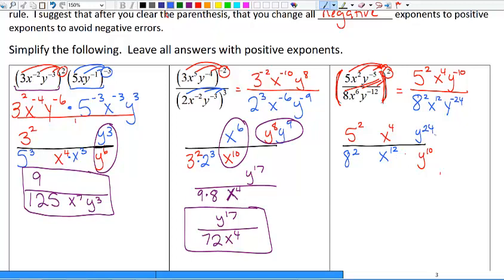Once I have all of my negative exponents become positive, or happy, then I have to work with the numbers, the x's and the y's. So for the numbers, 5 squared is 25, 8 squared is 64. For the x's, I have 4 x's on top, 12 on bottom. After you divide those out, or subtract your exponents, you get 8. Where would the leftover 8 go? On the bottom, because that's where the bigger number was. And then I have 24 y's on top, 10 y's on bottom. After you cancel or subtract your exponents, you're going to be left with 14. I leave those 14 in the numerator because that's where the larger number was.